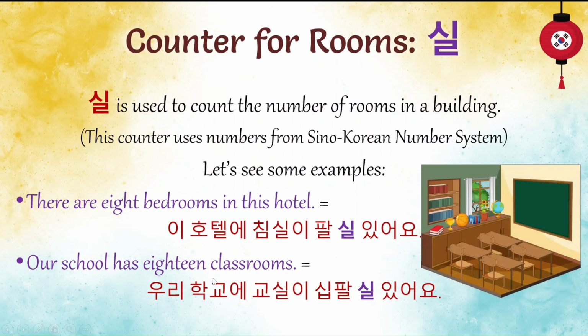Our school has 18 classrooms. 우리 학교에 교실이 18실 있어요. Our school, 우리 학교. Classroom, 교실. 18, 18. Now you have to say that there are 18 classrooms in our school. For that, we have to use the verb 있다 to indicate this fact. In present tense, it becomes 있어요. And again, with the help of the counter 실, you can say 18 classrooms. 교실이 18실.